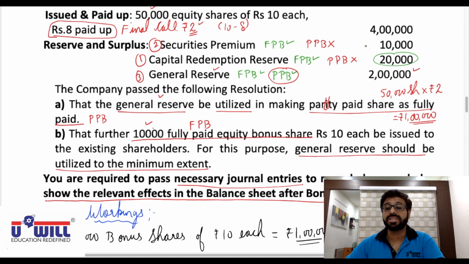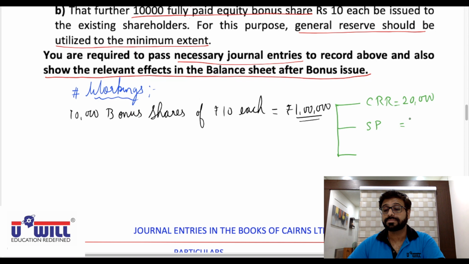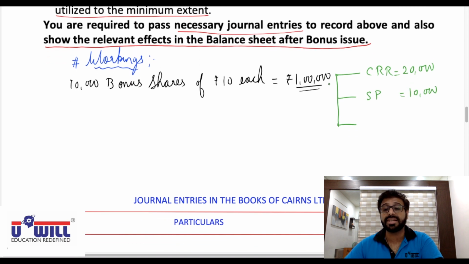Second priority from securities premium, 10,000. Now 20 plus 10, 30,000. How much is required more? 70,000. That remaining 70,000 we will use from general reserve.